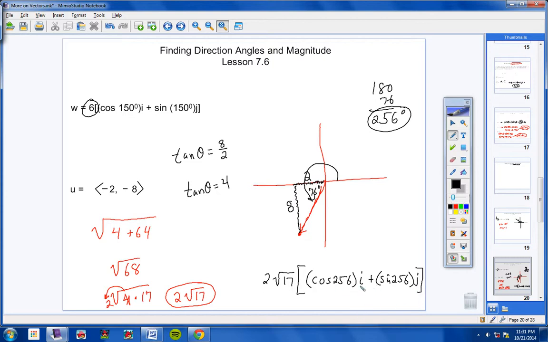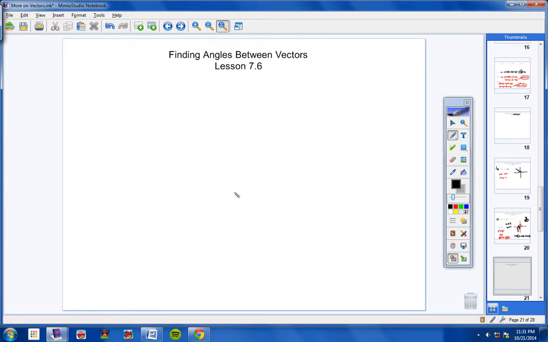Now, I did not ask you to do that, but I'm just showing you how quickly you can write your vector in this form here if you wanted to. But I asked you to find the magnitude and the direction angle, and we did that pretty easily. So, not too bad. Now, let's go on to something else here.